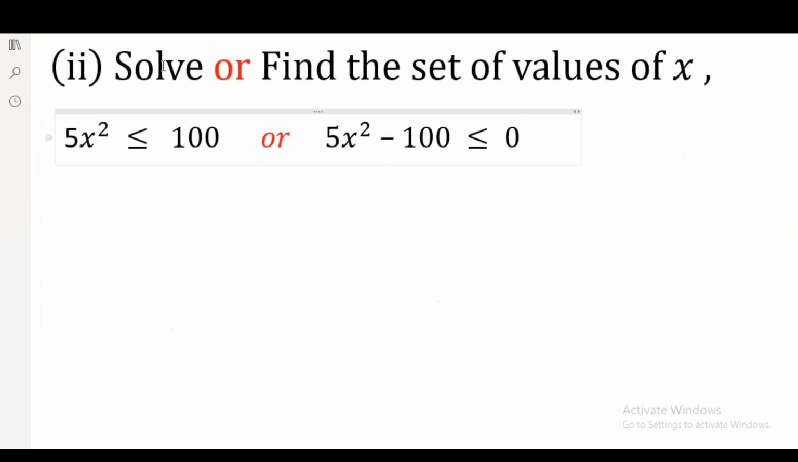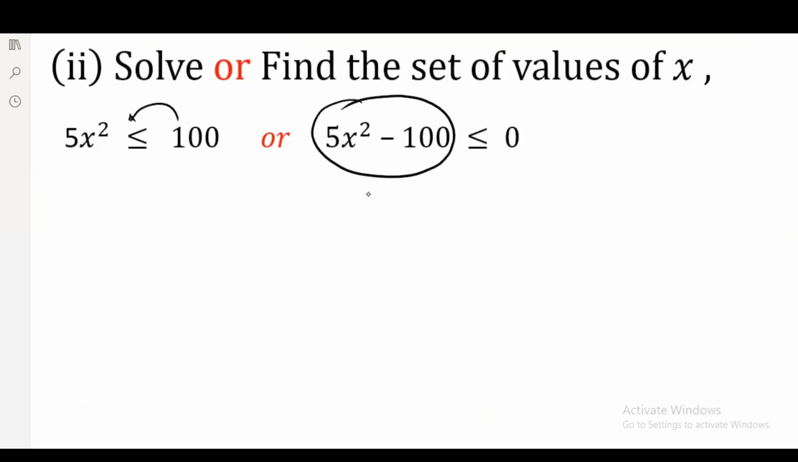In part 2, solve or find the set of values of x for 5x squared lesser than equal to 100. When 5x squared is lesser than equal to 100, what will you do? You have to shift 100 here. So when we shift 100 here, it will be 5x squared minus 100 lesser than equal to 0. So again, recall the steps.